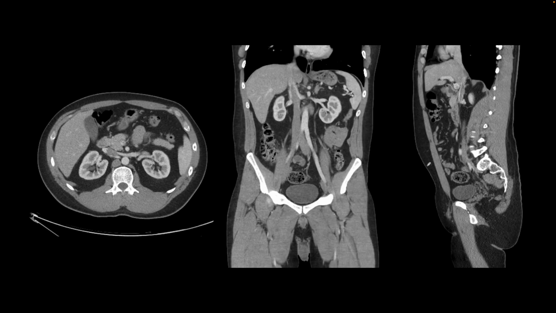This is our next patient, and we have axial, coronal, and the sagittal images. This is again showing a finding that is frequently called incorrectly, especially by new trainees. And that finding is seen right here in the IVC, where in the portal venous phase, we find that the IVC is hypodense and it's not opacified at that level.